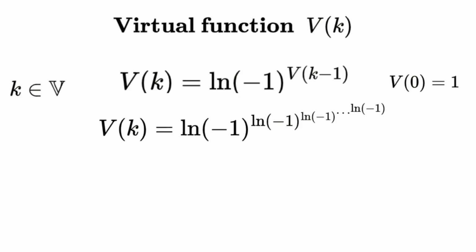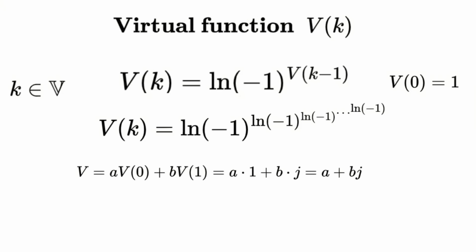That means if you multiply any virtual number by v of 0, it remains unchanged. For example, if we take a general virtual number written as v equals a times v of 0 plus b times v of 1, this simplifies to a times 1 plus b times j, which is just a plus bj. Now let's compute v of 1.